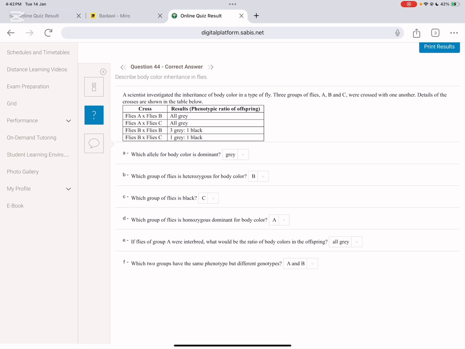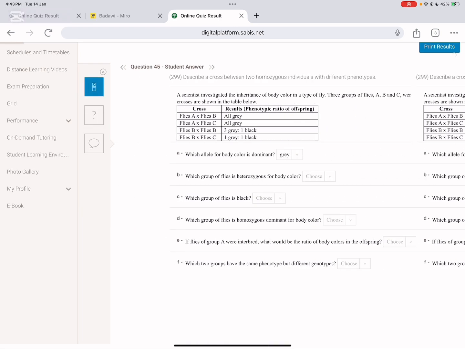If flies of group A were interbred, okay, so if we basically mated flies from group A, since group A is dominant, of course they will all be gray. And which two groups have the same phenotype but different genotypes? A and B. Because we said B has a heterozygous genotype while A will have a homozygous genotype.